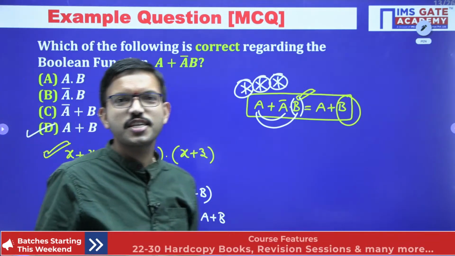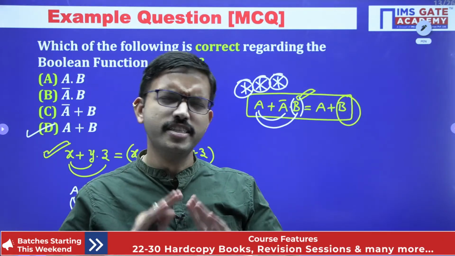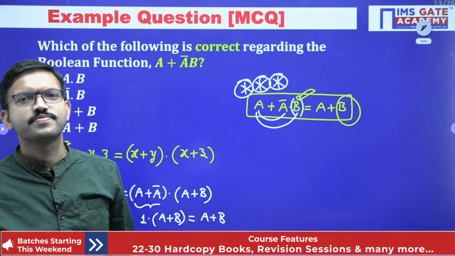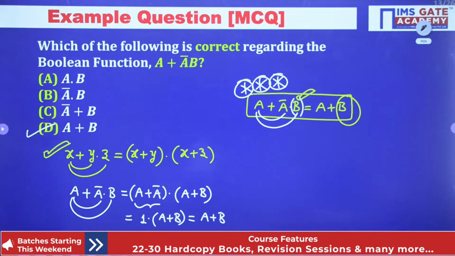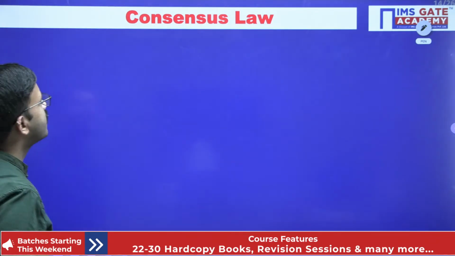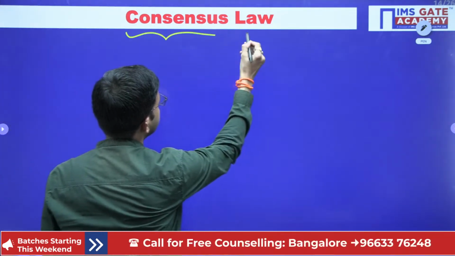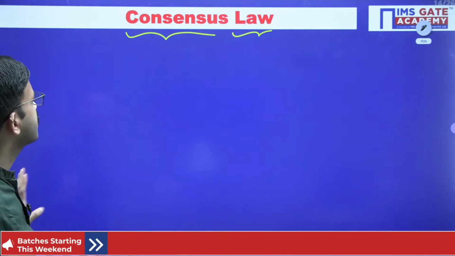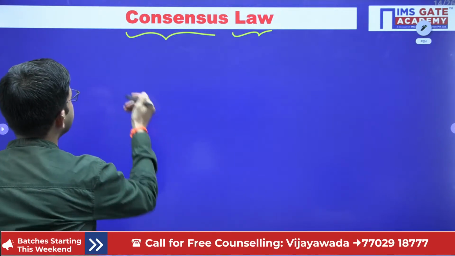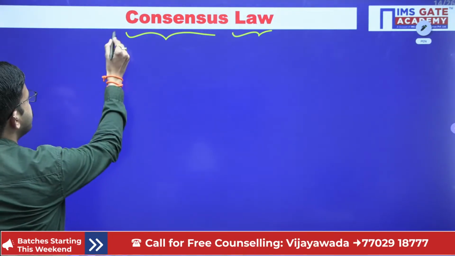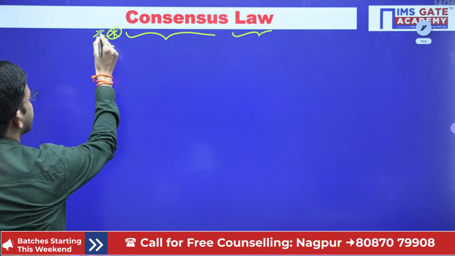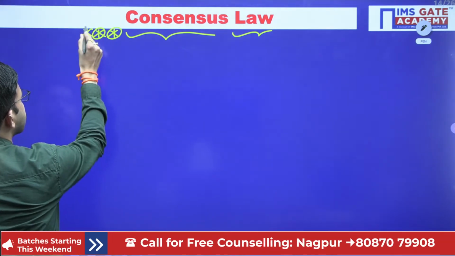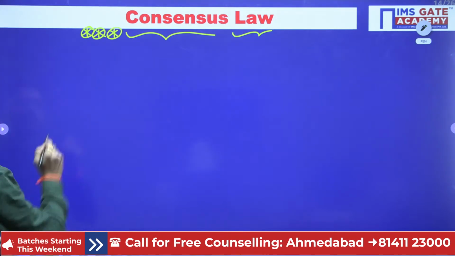What is the most important and powerful law of entire Boolean algebra? Yes, that is the consensus law. This is one of the most important and powerful laws of entire Boolean algebra. Consensus law. All of you put the heading. This is very, very important. So first write the equation.